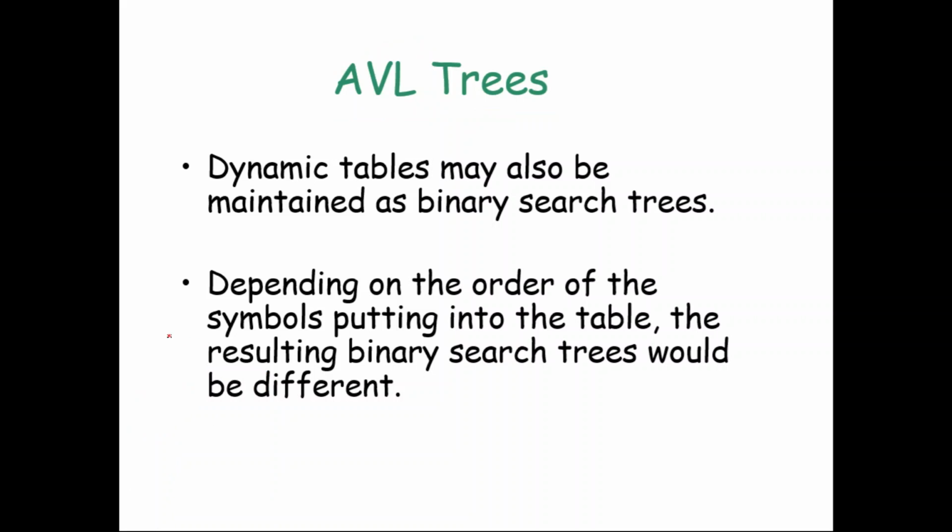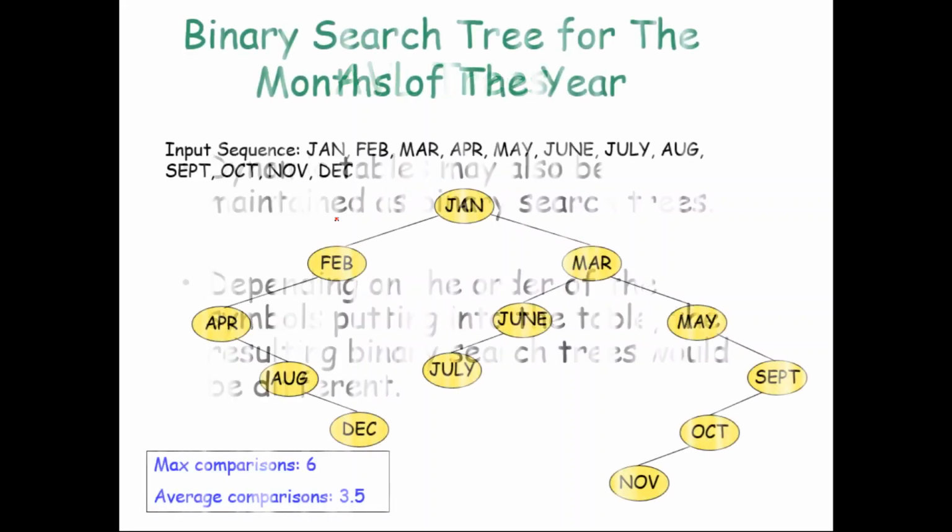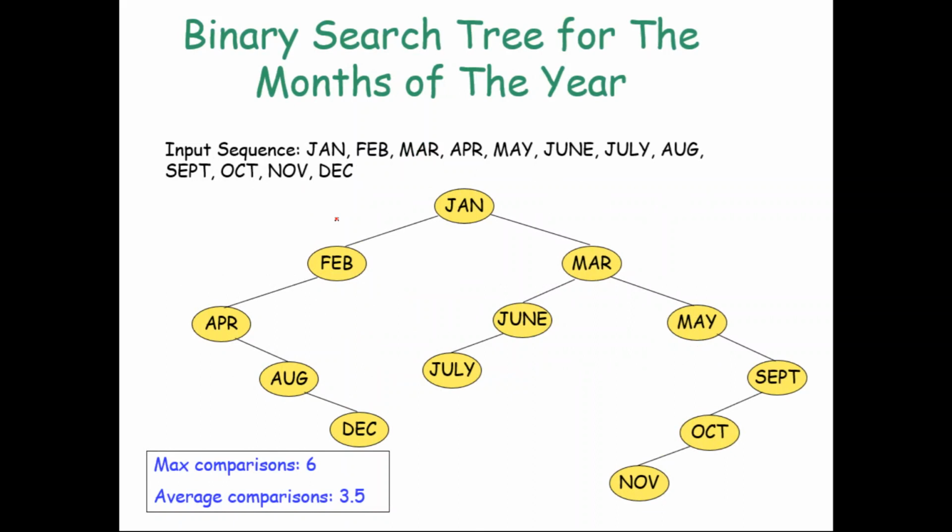A binary search tree can be used to represent dynamic values based on the key. It will be stored in the binary search tree. Let us discuss one particular binary search tree. This is a binary search tree where the input is the months of a year. This is the order in which the input was given: Jan, Feb, March, April. It is the normal order.